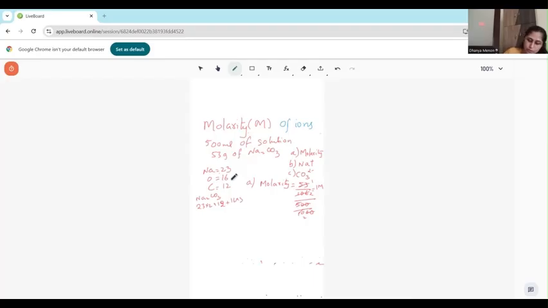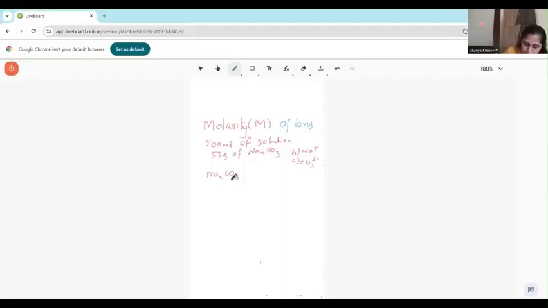So the second part of the question is I need to find the molarity of Na+ ion. The third part is carbonate ion. Now let's first dissociate the solution. Sodium carbonate gives Na+ and carbonate ions.